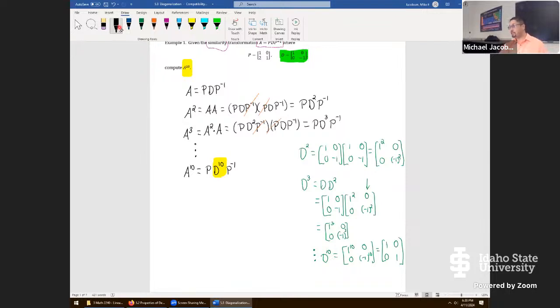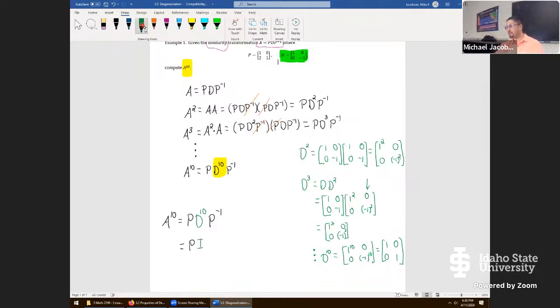And so now we're nearly done. Here's our end answer. A to the power of 10 is a matrix P times D to the power of 10 times P inverse. But we see that D to the power of 10 is a glorified identity matrix. So let's throw that in just to connect the dots.